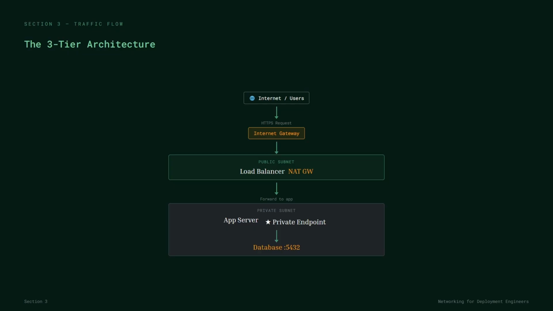They might need to call the databases, also in the private subnet. Private to private traffic happens, no internet involved. If the app server needs to call an external service, that traffic goes out through the NAT gateway. Response comes back in, app processes it, returns the result, and that's the loop.